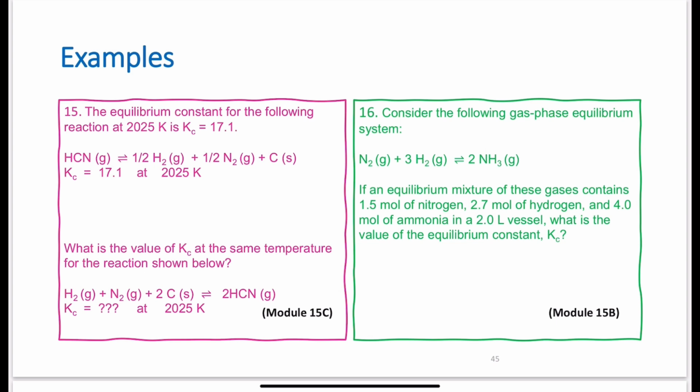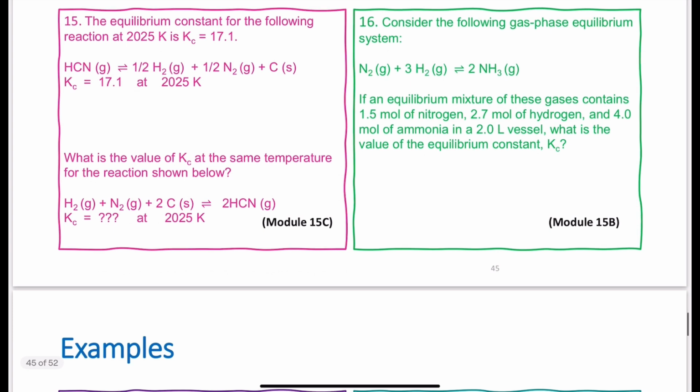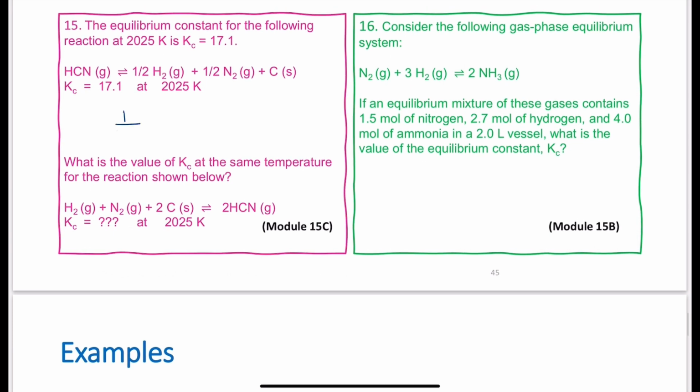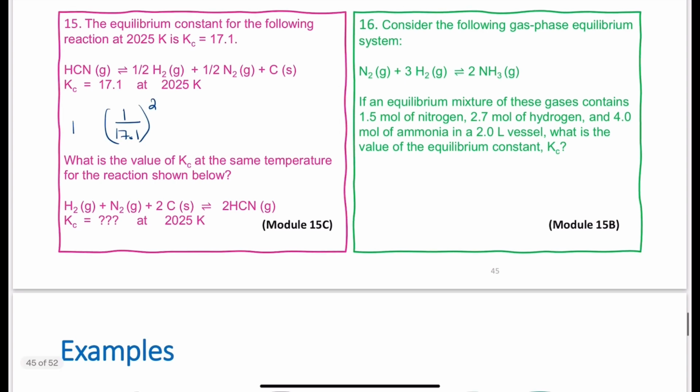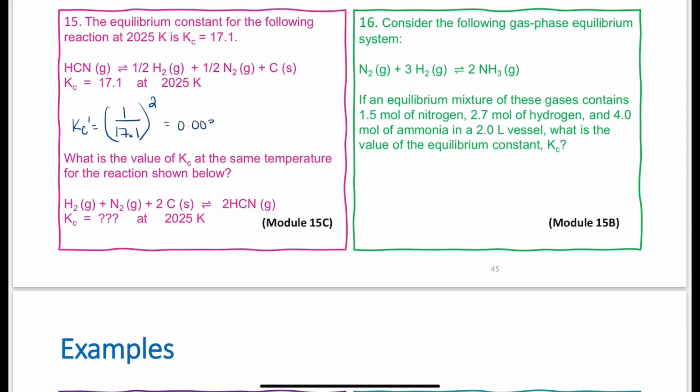Here I've got 1 mole of H2 gas, 1 mole of N2 gas, 2 moles of carbon solid, and 2 moles of HCN gas. So I have both doubled the reaction, I multiplied through by 2, but I've also flipped the reaction around. So for my new Kc, I need to flip the reaction, so 1 over 17.1, but I also need to square it because I multiplied through by 2. So my Kc prime will equal the reciprocal because I flipped the reaction, and then squaring it because I multiplied the reaction by 2. That gives me a value of 0.00342.